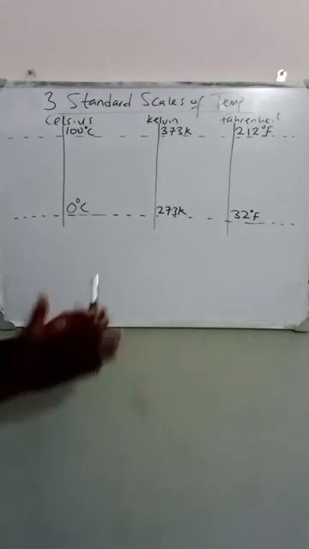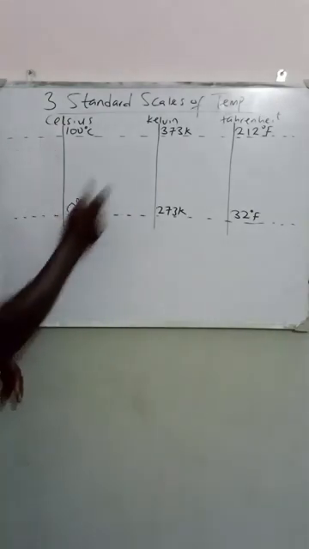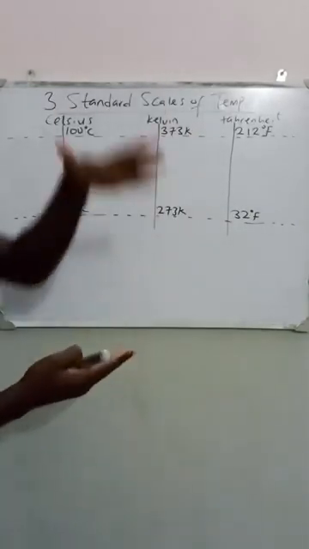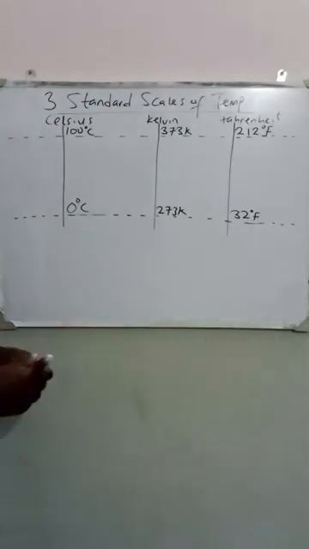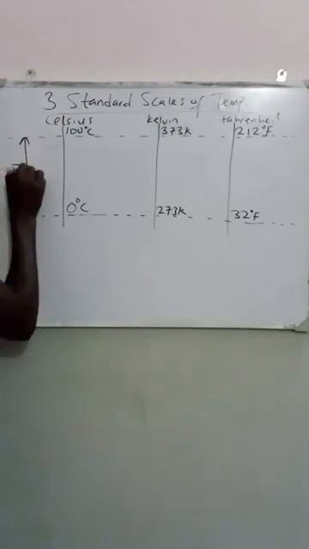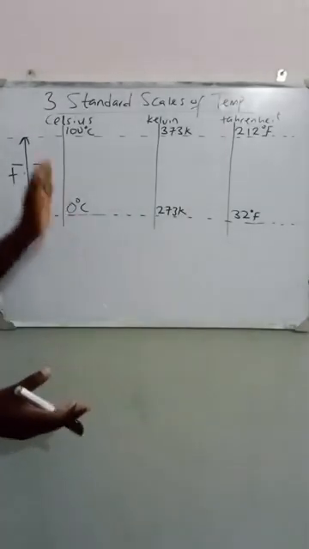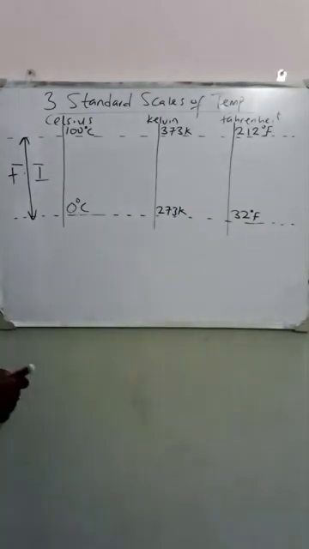And also, it should be noted that the interval that exists between the upper fixed point and the lower fixed point of any given scale of temperature is called the fundamental interval. It's called the fundamental interval. That is the interval that exists between the upper fixed point and the lower fixed point. Okay?